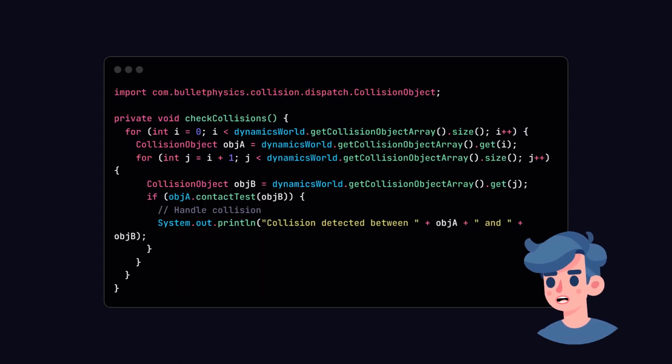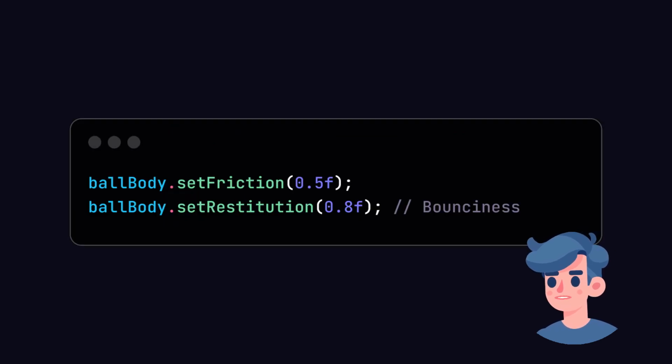Next, we can enhance our simulation further by adding collision detection. Collision detection allows us to respond to events when two objects interact, which is crucial for any physics-based application. For a more realistic simulation, you can adjust properties such as friction, restitution, and mass for your bodies. These properties drastically change how bodies interact during the physics simulation.